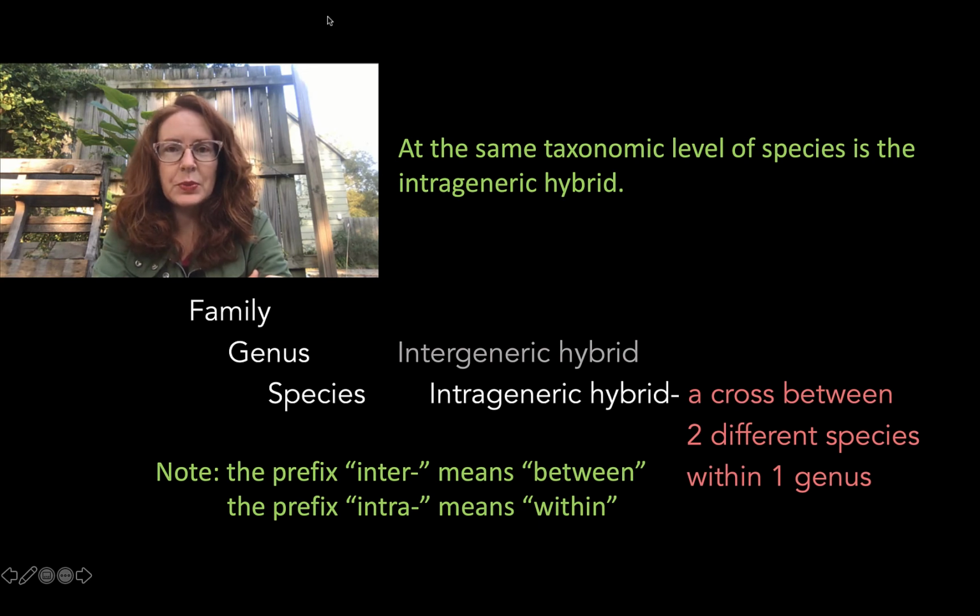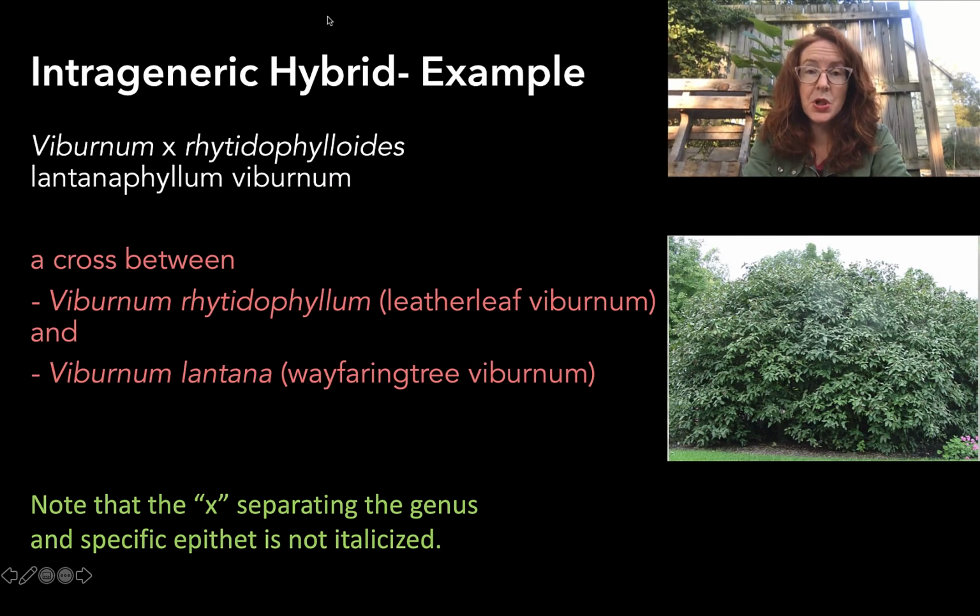Pay attention here because intergeneric and intrageneric are very similar words. The prefix inter means between, like between two genera, and the prefix intra means within a genus. So an example of an intrageneric hybrid is Viburnum X rhytidophylloides. And this is one of the plants that we will cover.